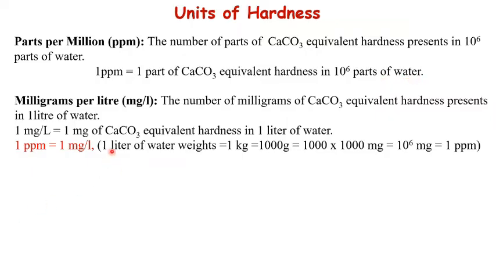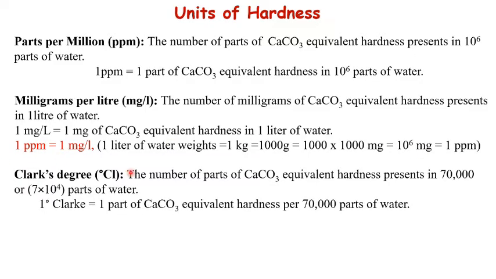So here one can calculate that 1 liter of water exactly equals 1 kilogram, and this 1 kilogram can be converted into grams, and further into milligrams. If we convert 1 kilogram, we get 10 raised to the power 6 milligrams. So 1 milligram in 10 raised to the power 6 milligrams is parts per million.